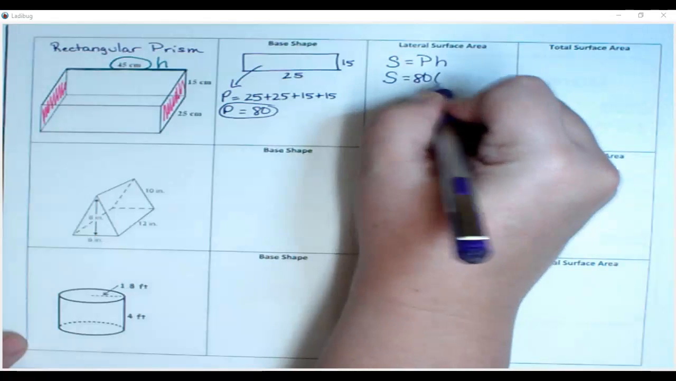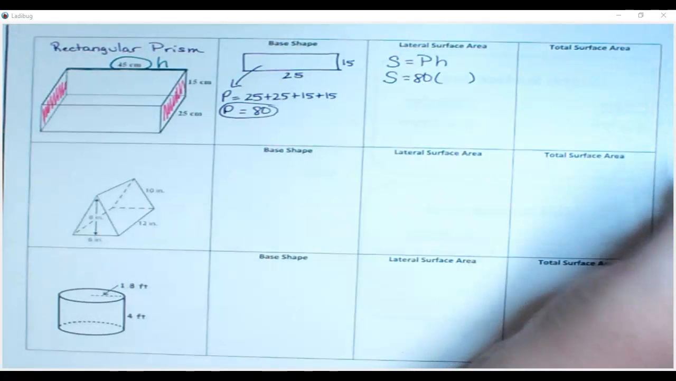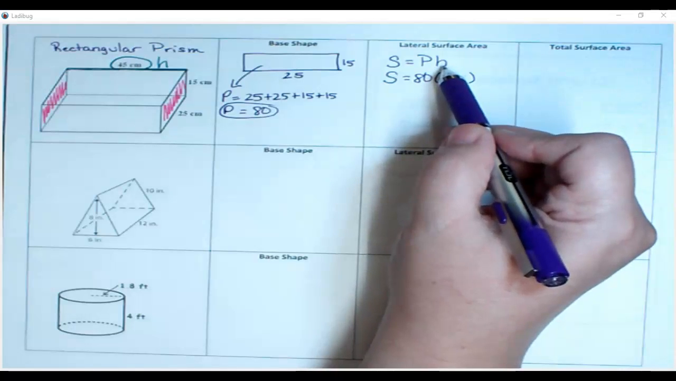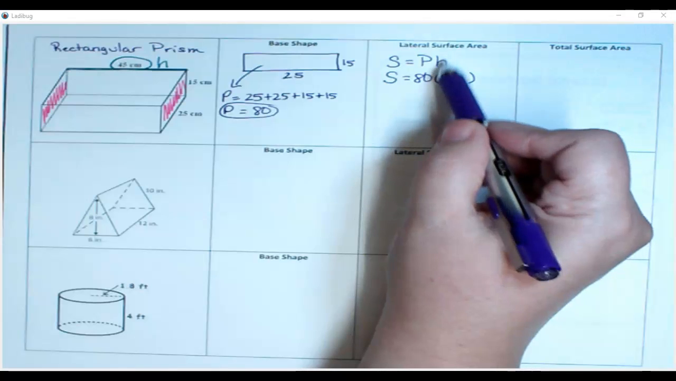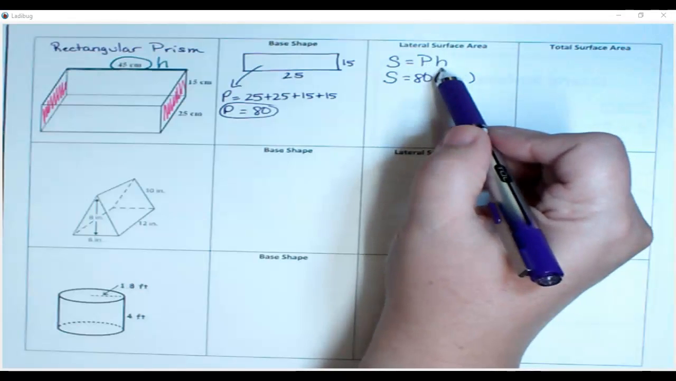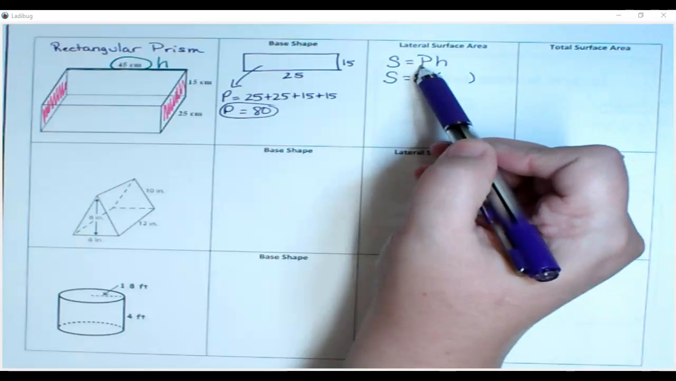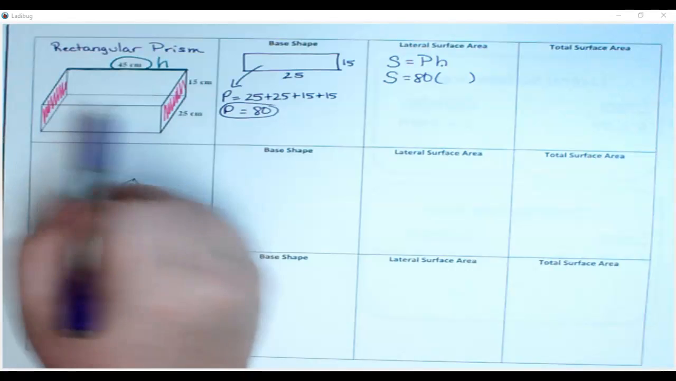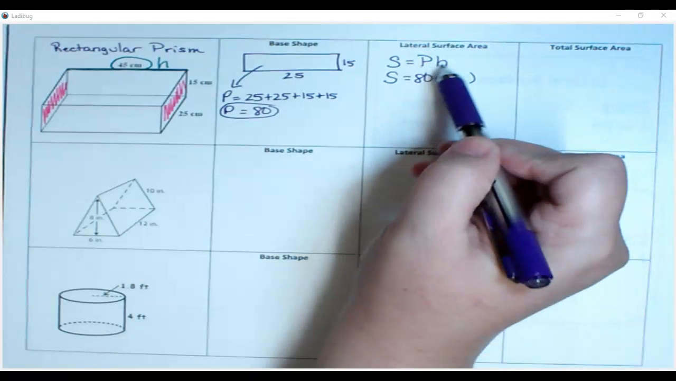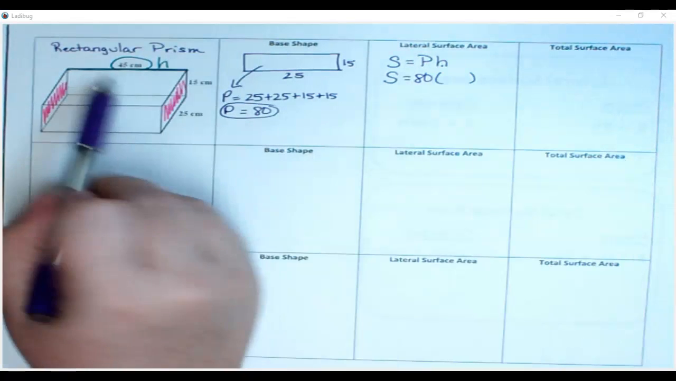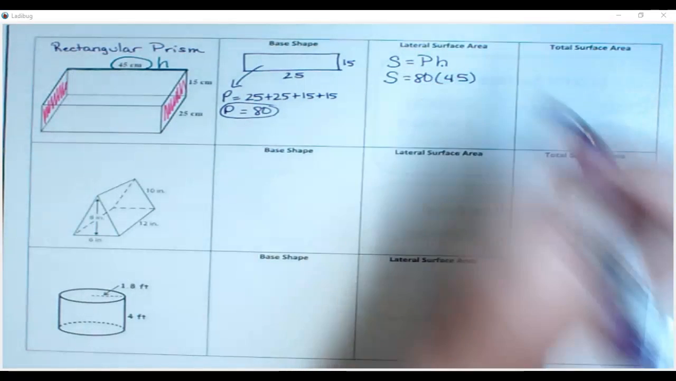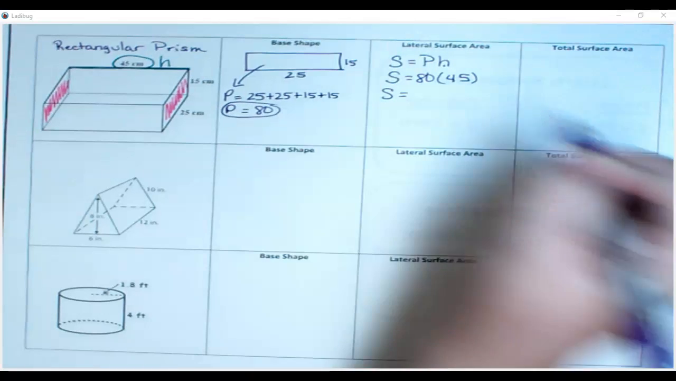80 times the height. Now here's where we have to be careful. This is not a capital letter. If it was a capital letter, it would be the height of the base. But it is lowercase. Remember, capital letters are talking about the base. Lowercase letters are just talking about the shape in general. So again, how tall was that prism? And we said that was 45. Multiply those together.